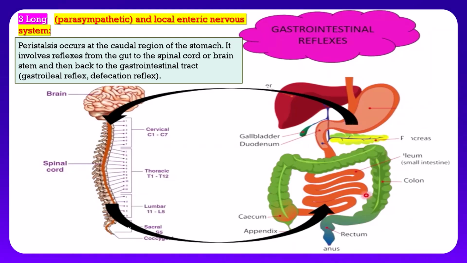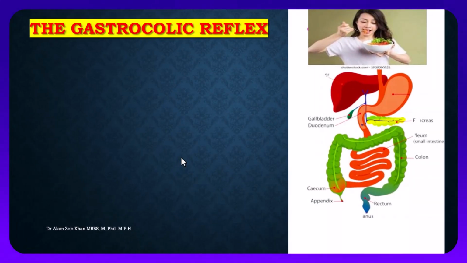These reflexes include the gastroileal reflex and the defecation reflex. The long reflexes are carried out by both the parasympathetic and enteric nervous system. In this case, the impulses are generated in the gastrointestinal tract. They are taken to the brain stem or the spinal cord, and from there the impulses are brought back to the gastrointestinal tract, and these impulses are responsible for the gastroileal reflex or defecation reflex. Now let's discuss these reflexes one by one, in detail.